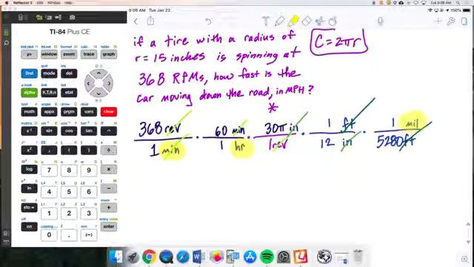That's miles per hour. Life is good, right? Life is good, unless you're a Saints fan, right?